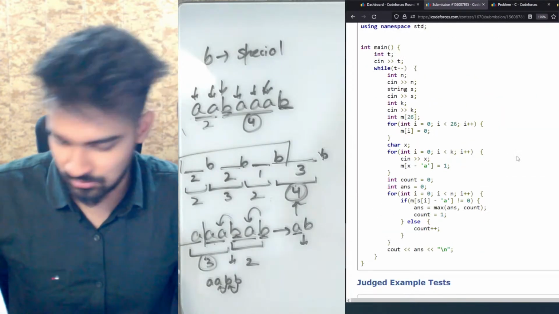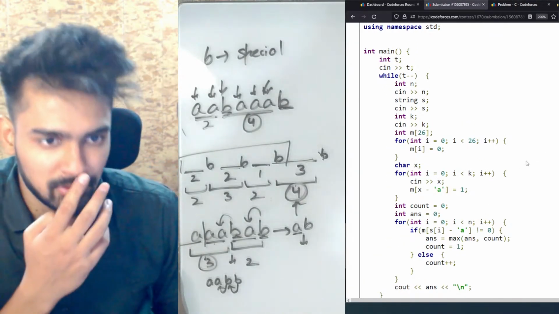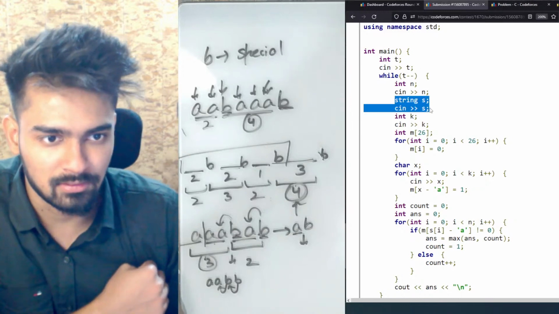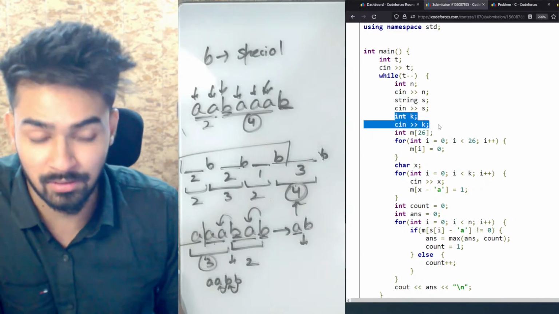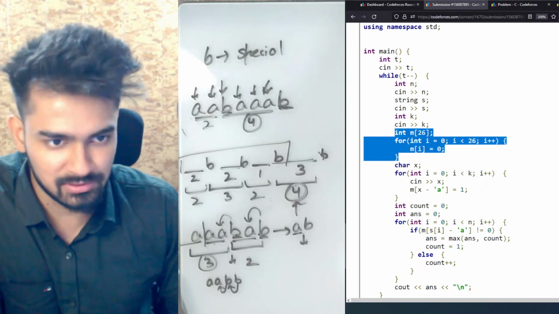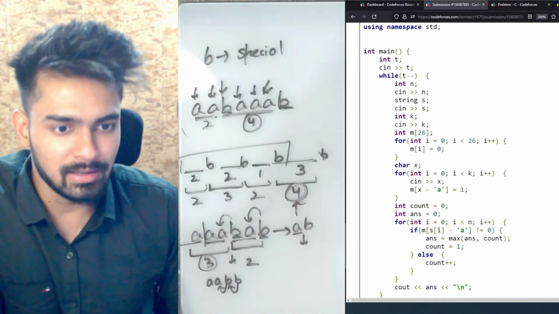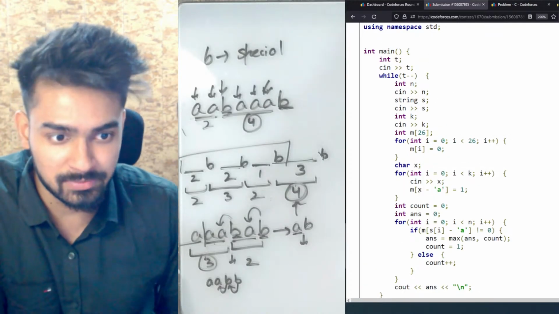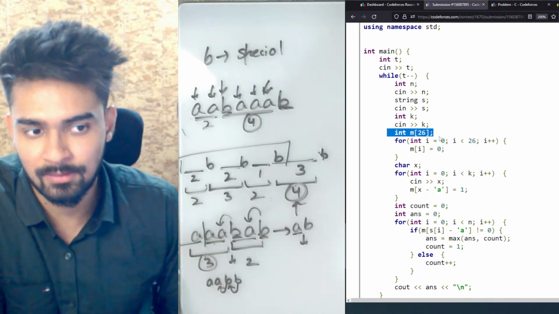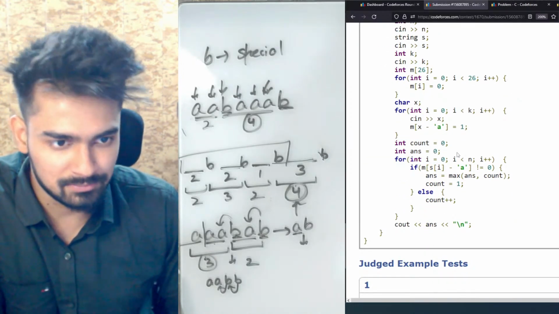Okay, so this is the code that I wrote. What I'm actually doing is I first scanned the complete string. After that, I took K, which is the number of special characters. I made an array of 26 because we have 26 lowercase characters in total. Then I scanned all these special characters and marked them equal to 1 in this array. Then I have this count variable and this answer variable.